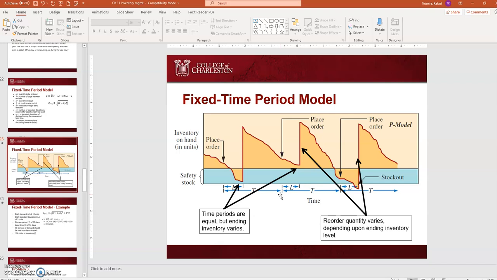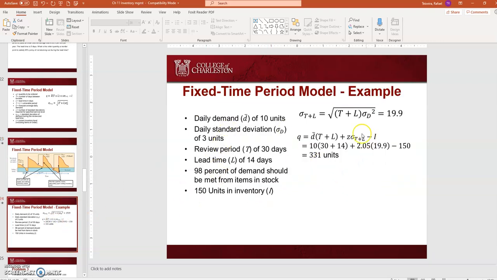It doesn't change. It's always every 15 days or every 7 days or every 10 days. What varies is the amount of units that I ask my supplier. Okay, the time is fixed, so what varies is the quantity. And these are the formulas, and this is the example we're going to be using. This is from our slides, and here is the information that you typically have in a problem.